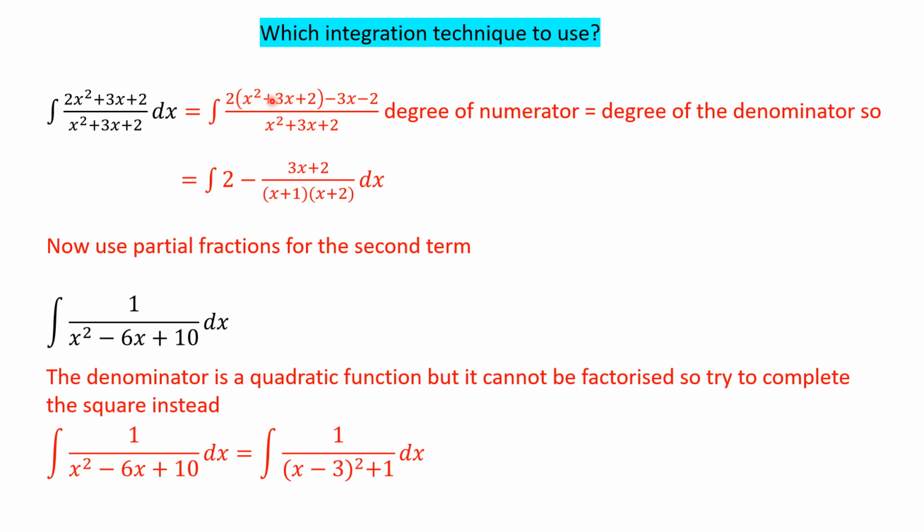And for this first term, you can cancel these 2 out, so you end up with 2. So the second term would just be that. So this time you can use partial fraction for the second term.